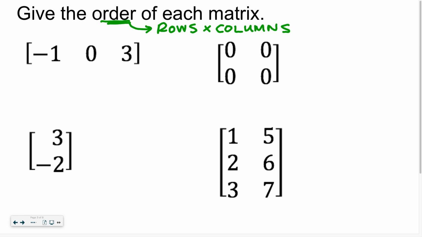How many rows in each matrix? How many columns in each matrix? One row, 3 columns. One row. Oh yeah, sorry, I was going down. Yeah, there's three. Okay, so you go rows by columns. There's one row.